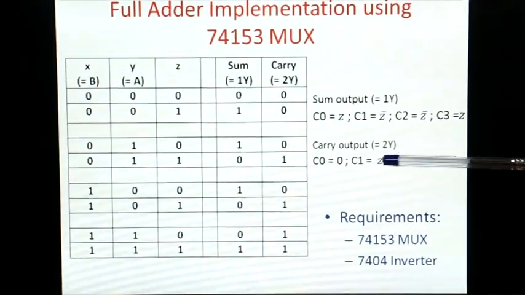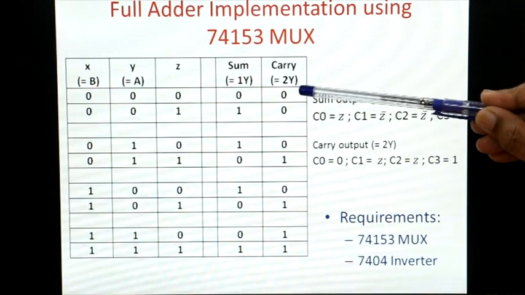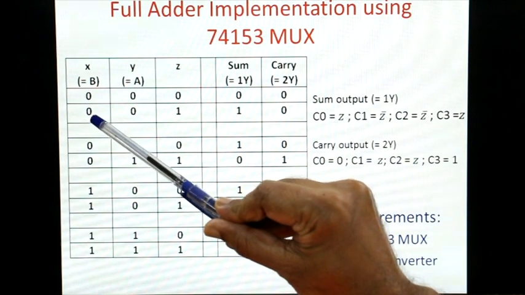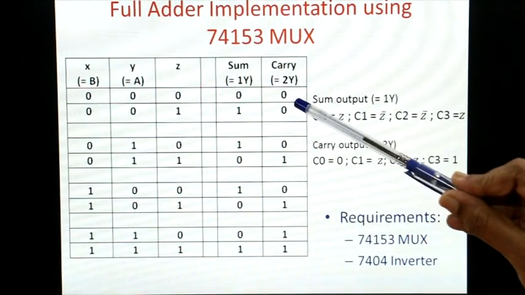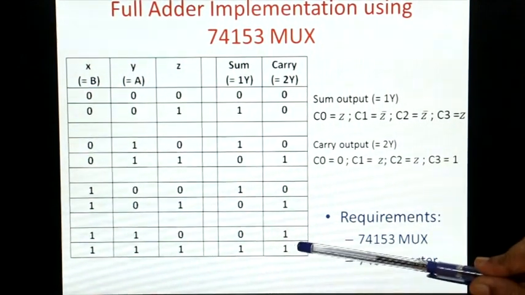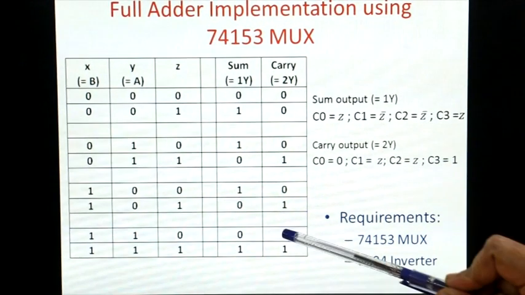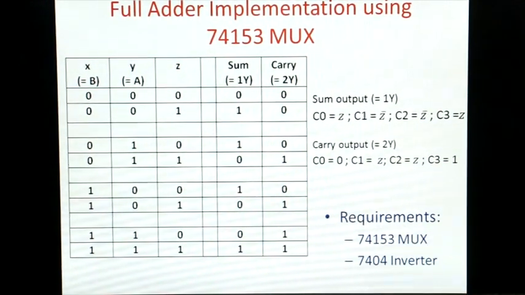And similarly for the carry output, you can verify that for C0, when both B and A are 0, the carry output is 0. So therefore C0 is 0. You can go to the final one: when both are 1, which corresponds to C3, you see that in both cases it is 1.